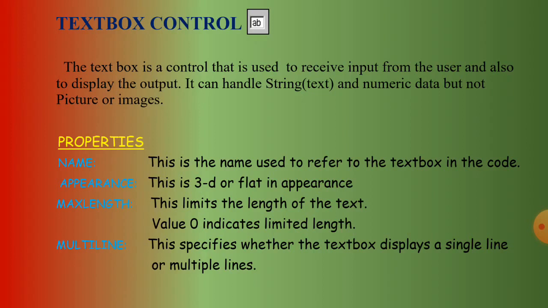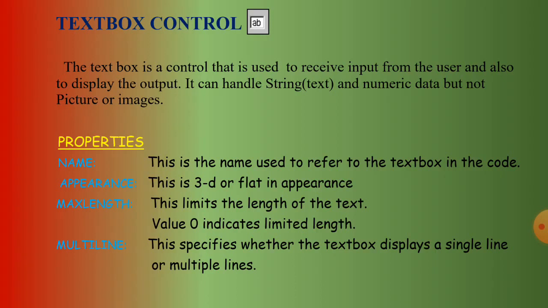So the text box is a control that is used to receive the input from the user and also to display the output. By using this text box, we can give the input and at the same time we can display the output in the text box. It can handle string and also numeric data, but we cannot place pictures or images in this text box. We have different types of properties in this text box.